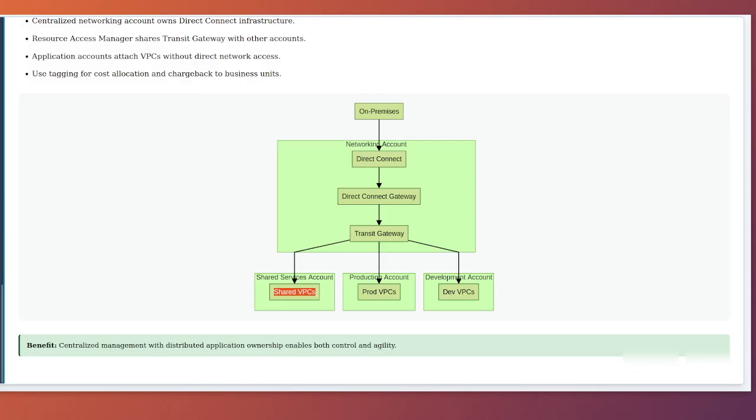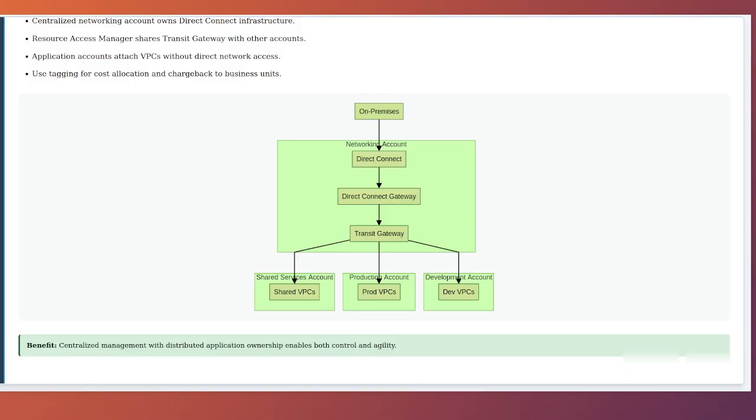This centralized model provides several benefits. First is simplified management. The network team manages all Direct Connect resources in one place. They control route policies, monitor performance, and handle troubleshooting without needing access to application accounts. Second is cost allocation. You can use AWS cost allocation tags and cost categories to track Direct Connect costs centrally but allocate them to individual accounts based on usage. Third is security and governance. The networking account can enforce consistent security policies, route filtering, and access controls across all accounts.